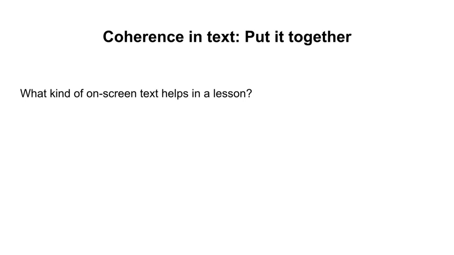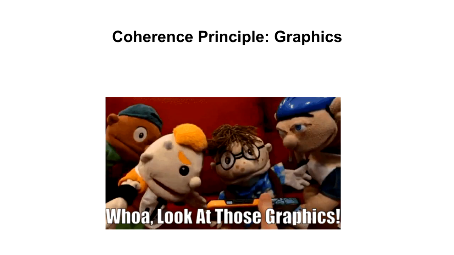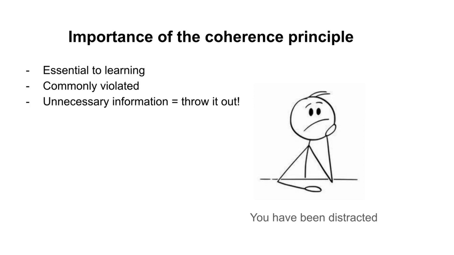Think about it. What kind of text on screen helps learners? The coherence principle of leaving extraneous information out of e-learning lessons applies to graphics, too. Lessons should only use graphics that directly support the lesson. Will adding extra interesting details to a lesson help learners remember it?